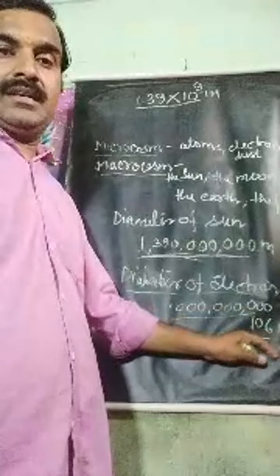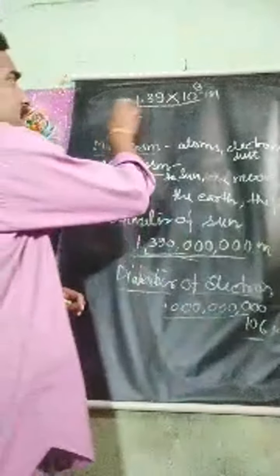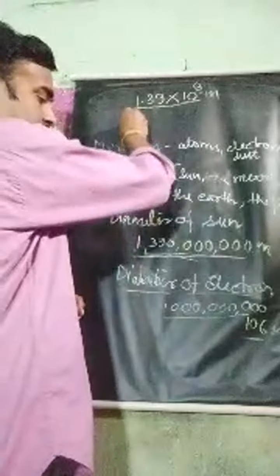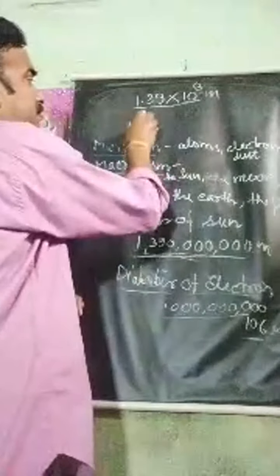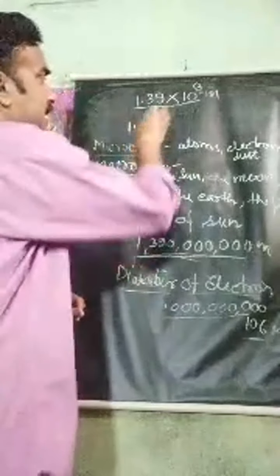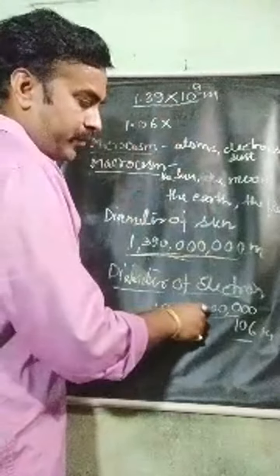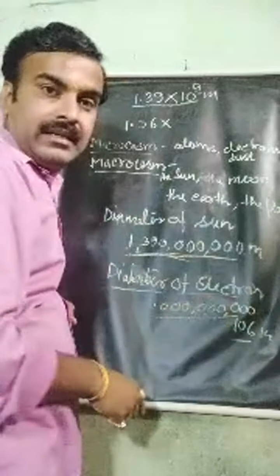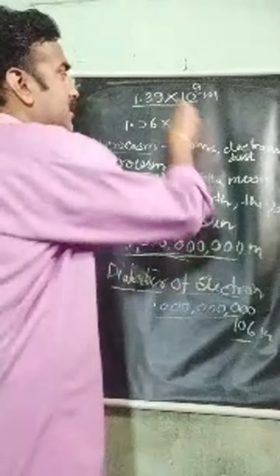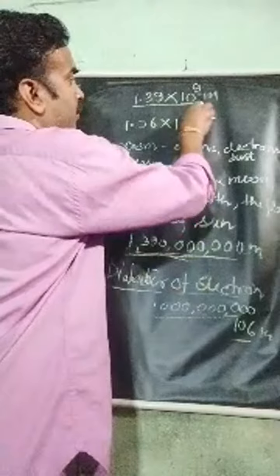0.0000000000106 meter it is given. So if we want to write, we can write 1.06 into, see, 1 2 3 4 5 6 7 8 9. Okay, how much is it? 10 to the power of minus 9.